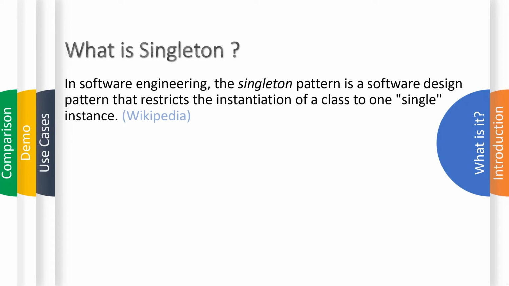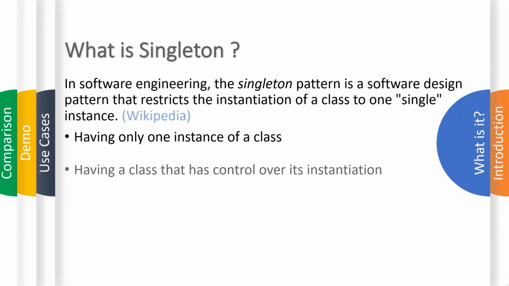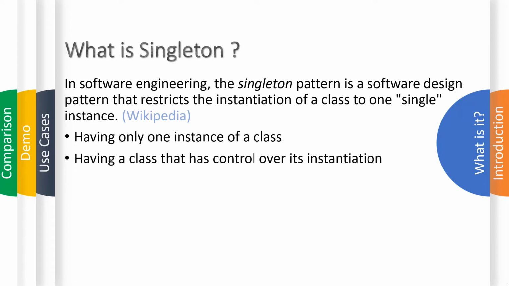What is Singleton? As Wikipedia says, in software engineering, the Singleton pattern is a software design pattern that restricts the instantiation of a class to one single instance. So there are two key points here. The first one, having only one instance of a class, no other instances. And two, having a class that has control over its instantiation.